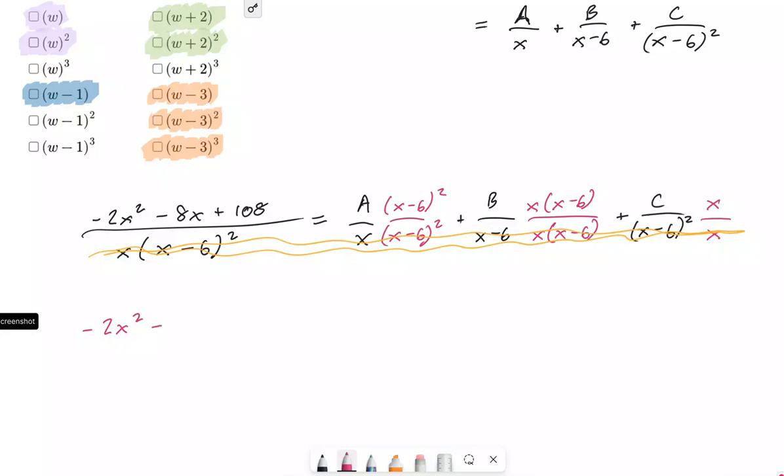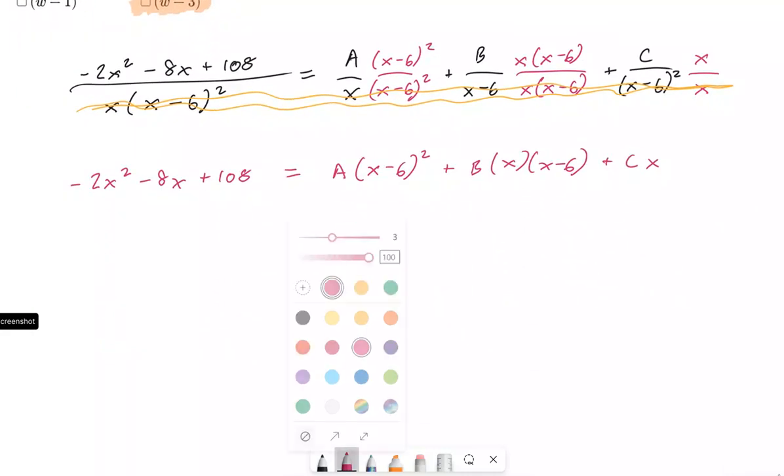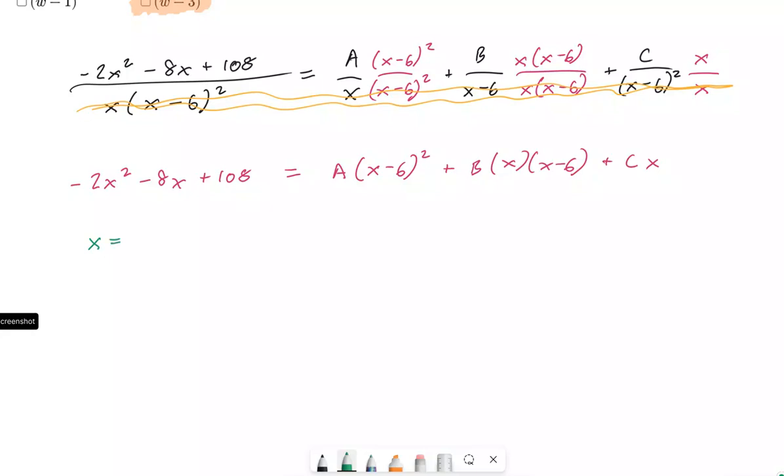Negative 2x squared minus 8x plus 108 equals a times (x minus 6) squared plus b times (x minus 6) plus c times x. And now the trick that you're going to use at this stage is something called the Heaviside method. So first, I'm going to pick x equals 0 because I know that will make very nice things happen right here with my x going to 0.